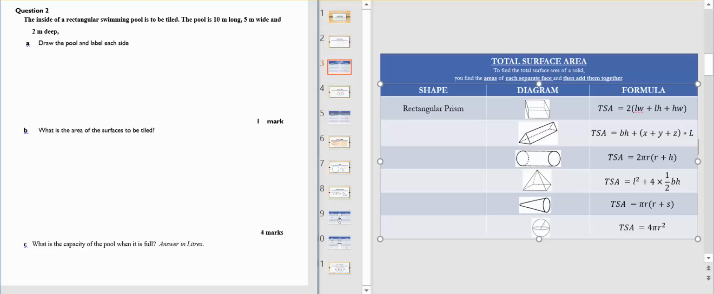In this question we are asked about a rectangular swimming pool that is going to be tiled. The pool's 10 metres long, 5 metres wide and 2 metres deep. The first question asks us to draw the pool and label each side.